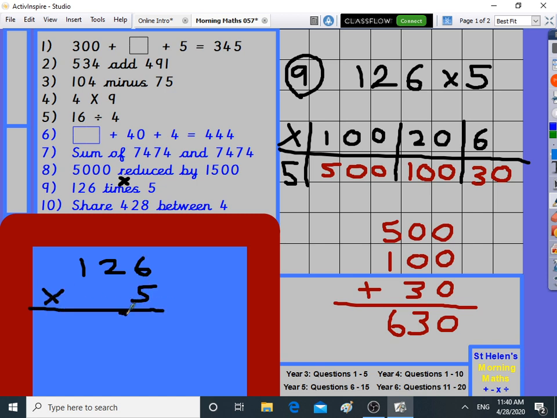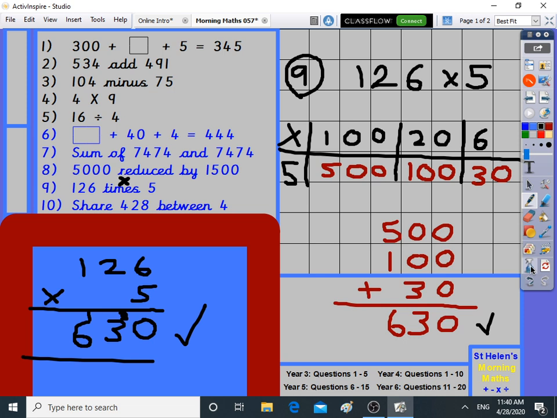5 times 6, 30. That's a 3. Remember that's a 3, Mr. Sewell. And 5 times 2 is 10, plus 3 is 13. 5 times 1 is 5, plus 1 is 6. So we have 630. I'm pretty sure that's right. I haven't done it with both methods. If you're fast enough, one of the benefits of getting fast, if you're accurate, is you could do both methods if you had time and checked that you're right.